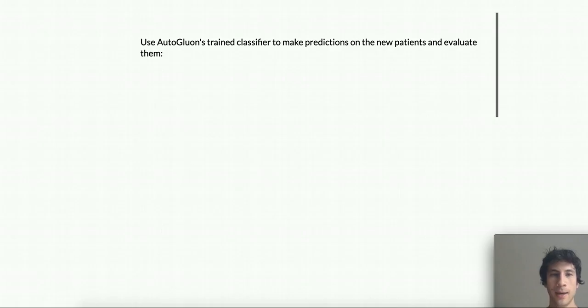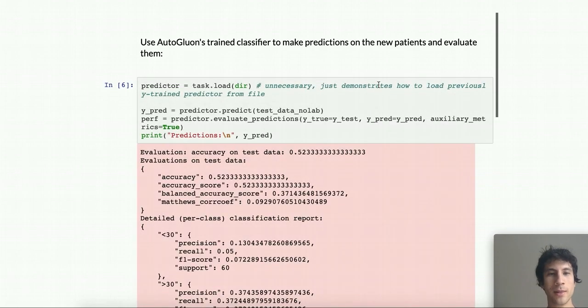Now let's use AutoGluon's trained classifier to make predictions on the new patients and evaluate how well it was actually able to predict whether or not each patient needed to be readmitted to the hospital after their stay. Here we first reload the predictor object from the output directory that was previously specified during task.fit. This is actually unnecessary here because we're still in the same Python session, but it just shows you how you would do this if you wanted to produce predictions in a new Python session. Maybe you're deploying your models on some separate server. Next, we call predictor.predict on the unlabeled test data frame to actually obtain predictions that we store in ypred.